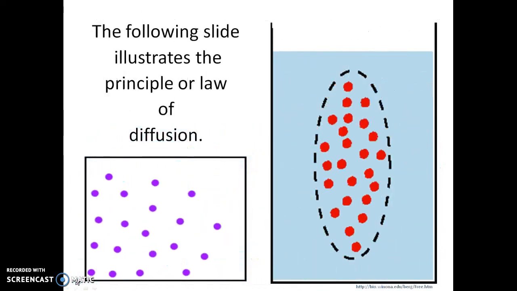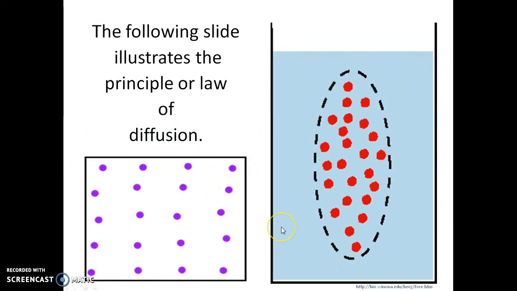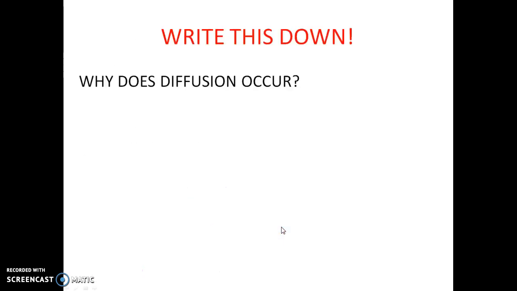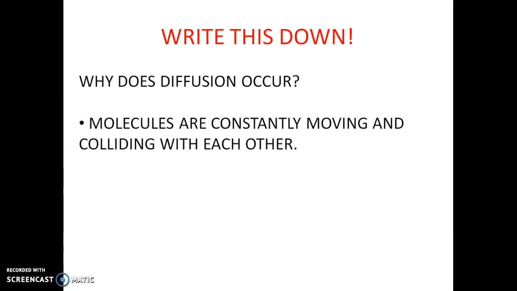Okay, here are two GIFs in order to show you the spreading out from high to low. Again here, high to low, spreading out of that oval. Okay, so you're going to want to write this down. This question is asking, why does diffusion occur? Like, how do those molecules actually spread out? We know it's with their own kinetic energy, but because they have their own kinetic energy, they're constantly moving and colliding with each other. So as they're moving, they're spreading out. As they're colliding with each other, they're bouncing off of each other and spreading out even further.